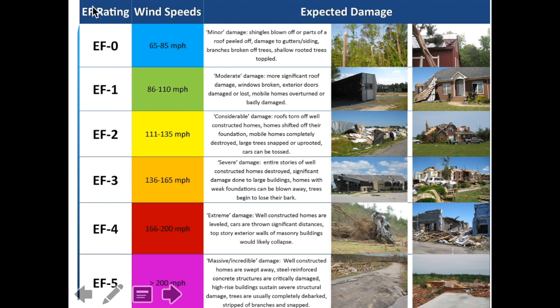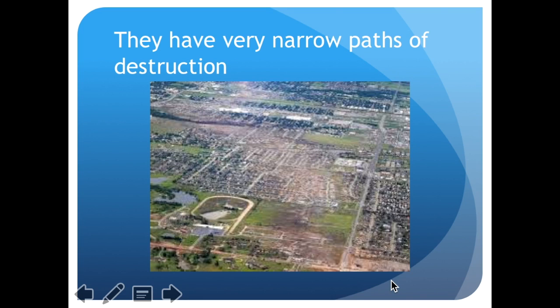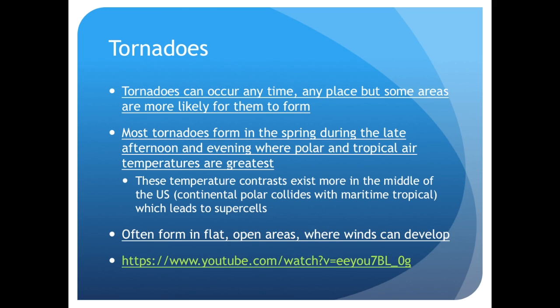So here's the scale. So you can see the rating on the left, wind speeds in the middle, and then on the right you can see the associated damage, both with text and pictures. And we'll take a look at this more in class. So these tornadoes also have very narrow paths of destruction, so you can see clearly where the tornado's path was through this area.